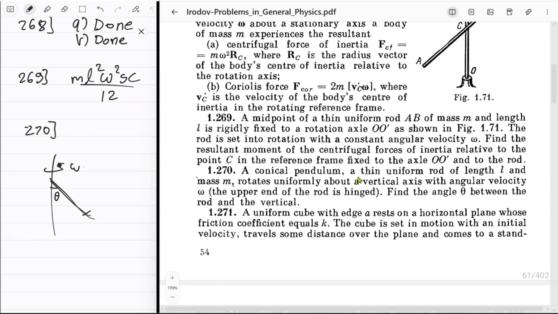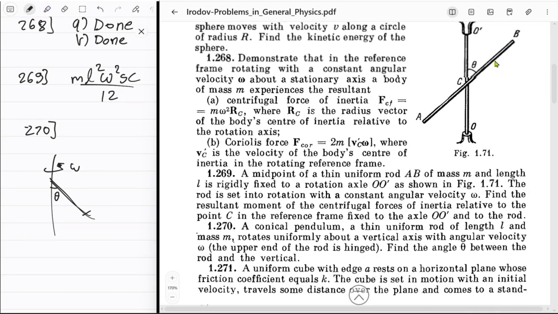Yeah, of course. So there we go. Find the angle theta between the rod and the vertical. This is not that hard, because it's the same as this question actually. Yeah, it's really the same as this question.